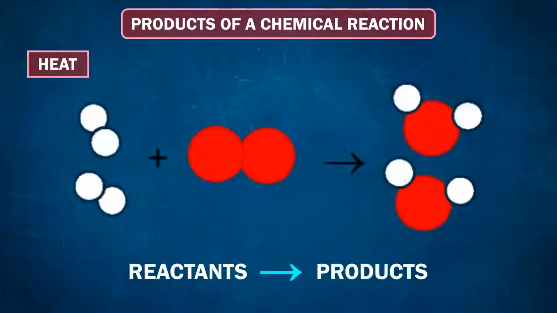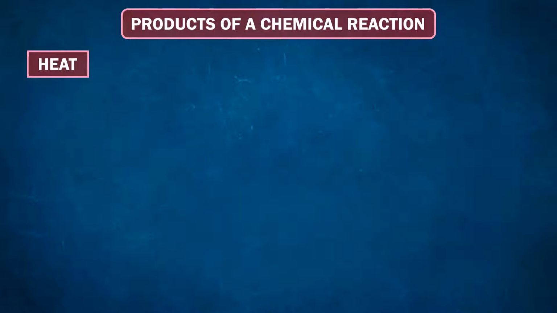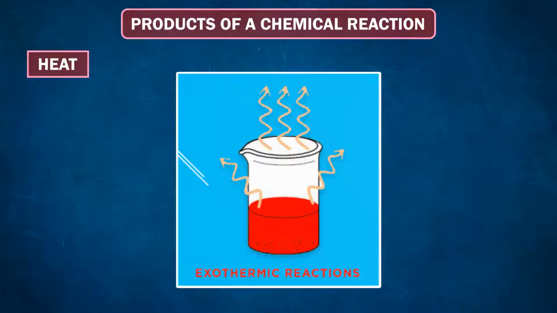A chemical reaction takes place when two reactants react with each other to produce some products. Some chemical reactions produce heat as a product. Such reactions are called exothermic reactions.